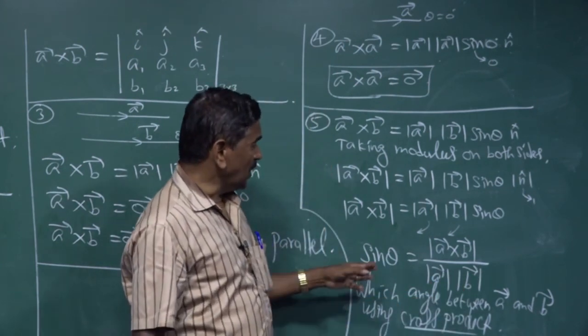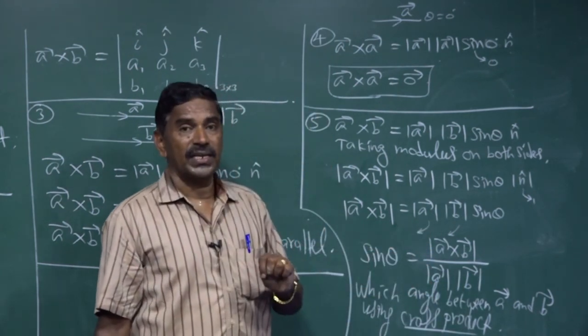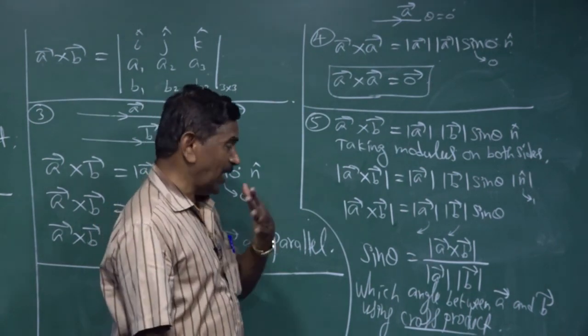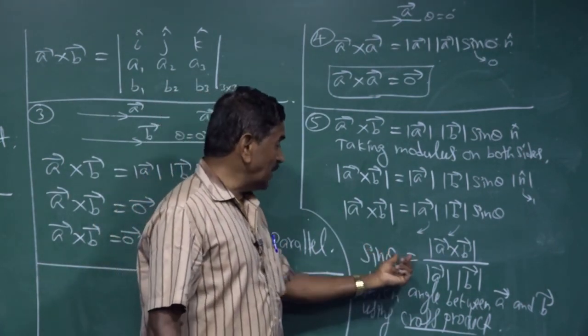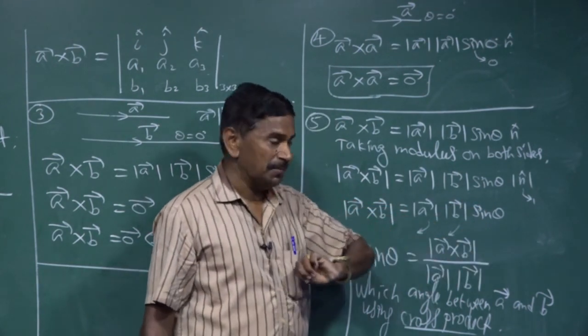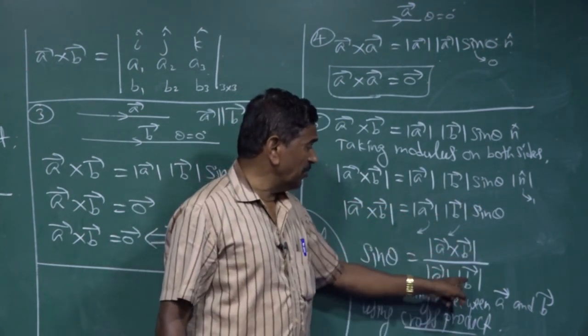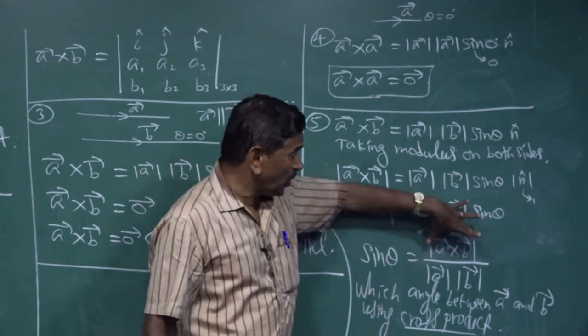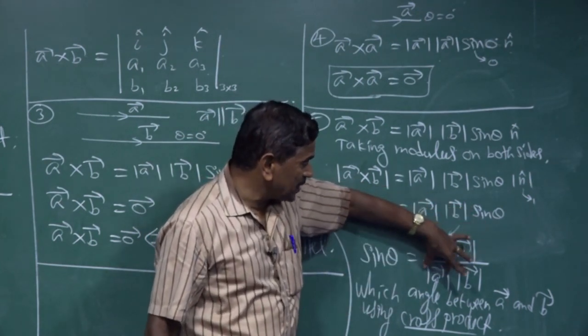Okay, how to learn this formula? Any technique? Any shortcut? Yes, I have the shortcut. Sin theta is equal to total modulus by separate modulus. That's all. So A vector cross B vector over A vector, B vector. The technique is sin theta is equal to total modulus divided by separate modulus.